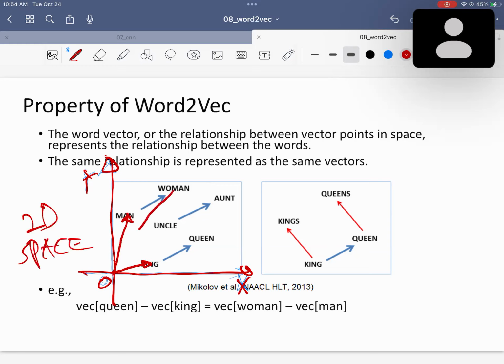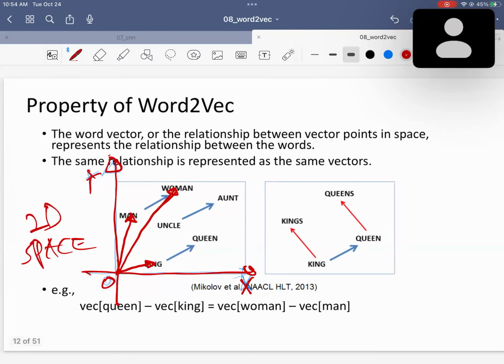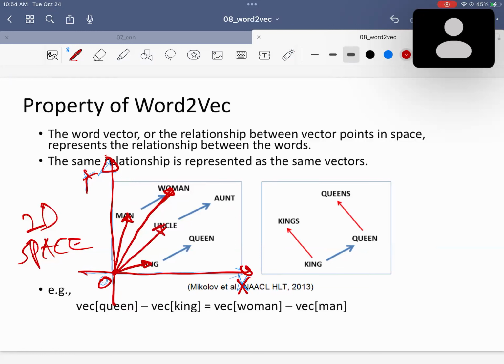Woman would be here. It's not a nice line, but you know. Uncle would be here, queen would be here. It's just something like that. So everything is just a two-dimensional vector. But the interesting thing is not that men and uncle and king, they're not clustered at all. They're far apart from each other, right? And woman and queen, they're also not clustered. They're not in the vicinity. They're far away from each other.